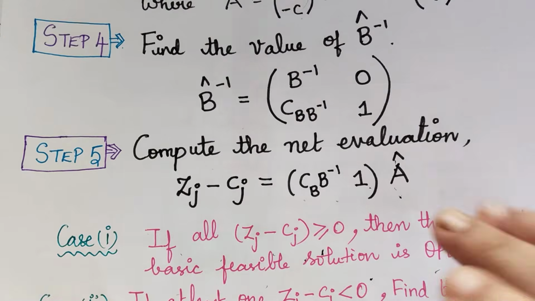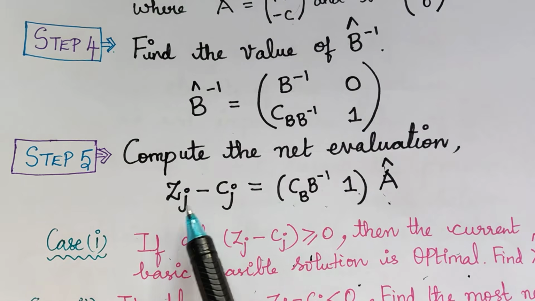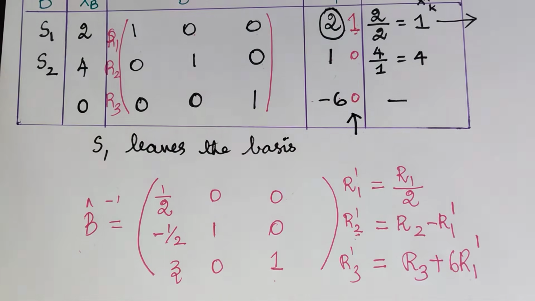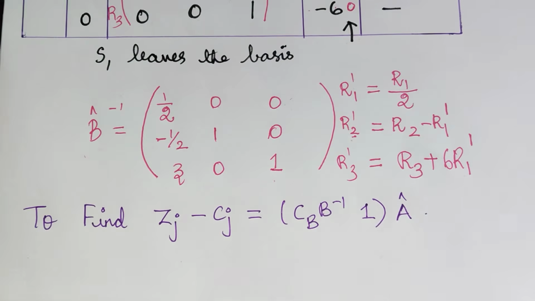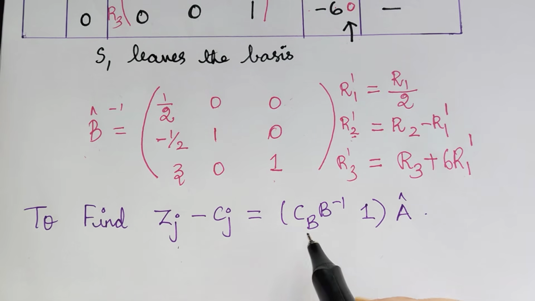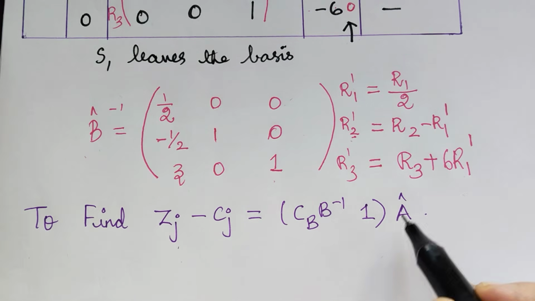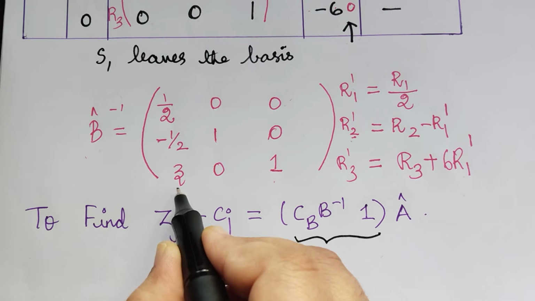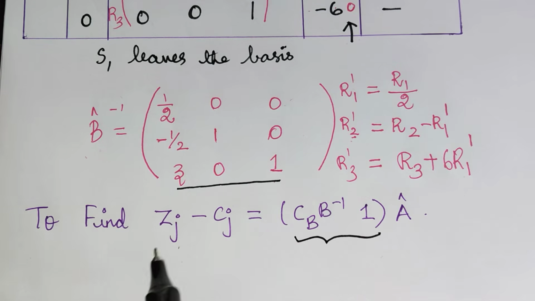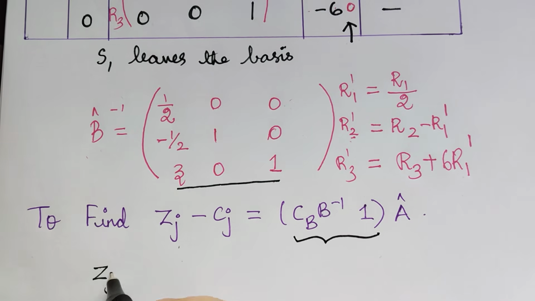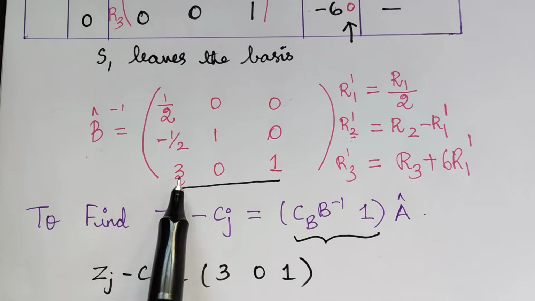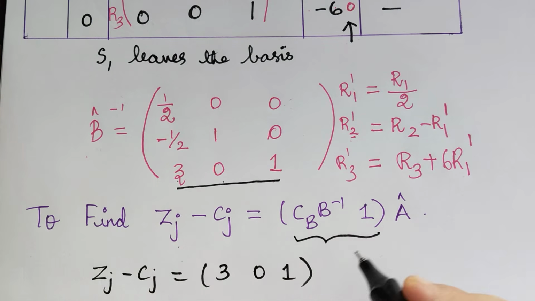What is step 5? Step 5 is that we have to compute the net evaluation Zj minus Cj using this. So let us find that. The next step is to find the net evaluation Zj minus Cj, which is equal to CB B inverse times A cap. Already I told you, CB B inverse together is the last row of B cap inverse, this matrix. Therefore Zj minus Cj will be equal to 3, 0, 1, and this full matrix is obtained by the last row of B cap inverse multiplied with A cap.